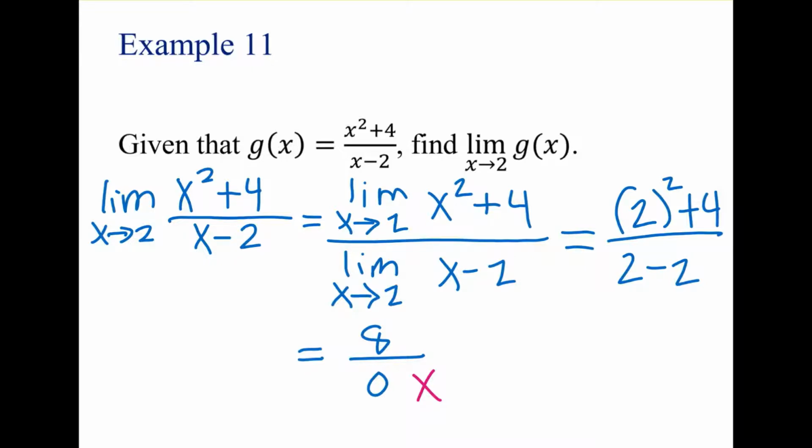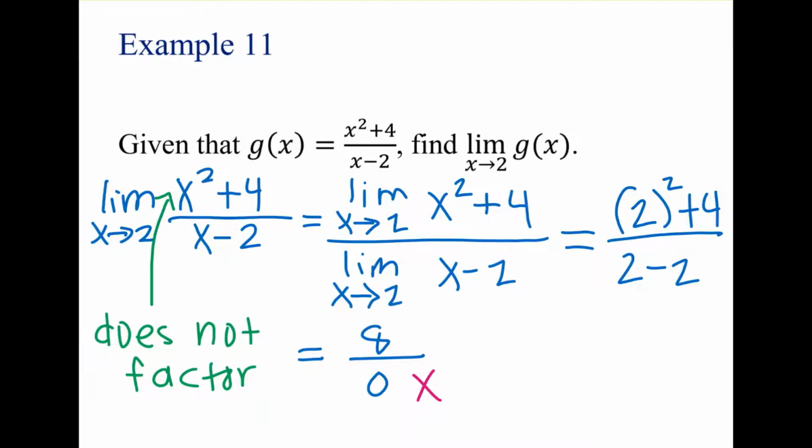If you have a rational function and you substitute the value and get 0 in the denominator, factor the top and the bottom to see if any factors cancel out, and then try the direct substitution again. X squared plus 4 does not factor, so we can't compute this limit by factoring. Let's try to compute this limit by using a table.